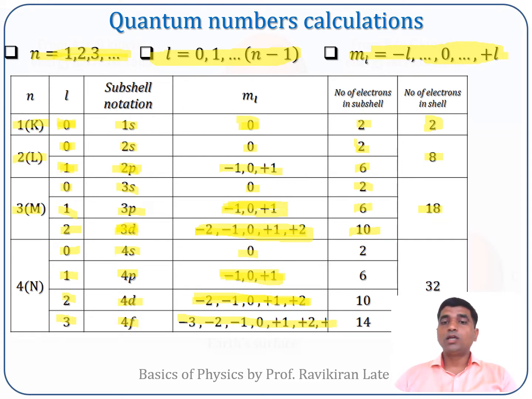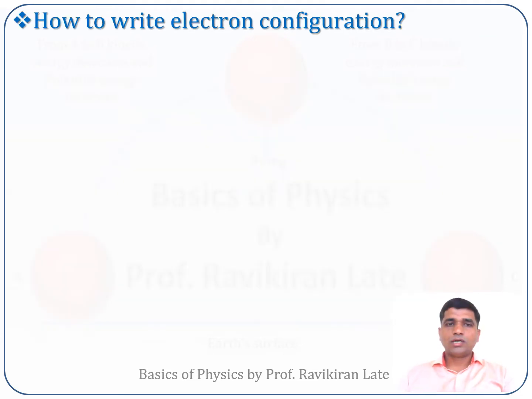So there will be a total of 7 orbitals. 7 times 2 is 14, so 14 electrons can be accommodated in the f subshell, and 10 electrons in the d subshell, 6 electrons in the p subshell and 2 electrons in the s subshell. So if you add all these electrons, it will be a total of 32 electrons which can be accommodated in the fourth shell. Now in these orbitals, how electrons are arranged, that we will try to understand now.